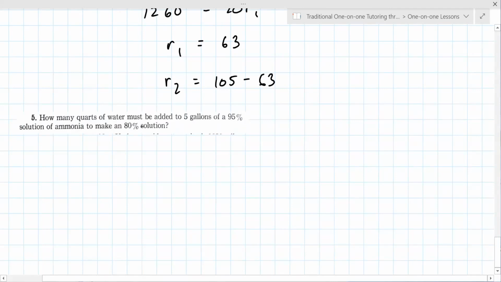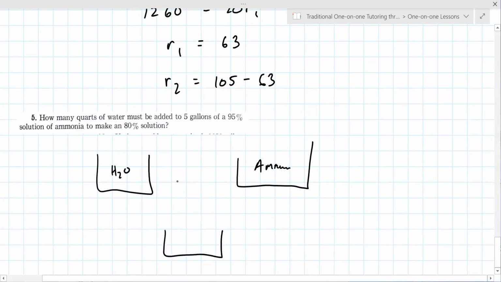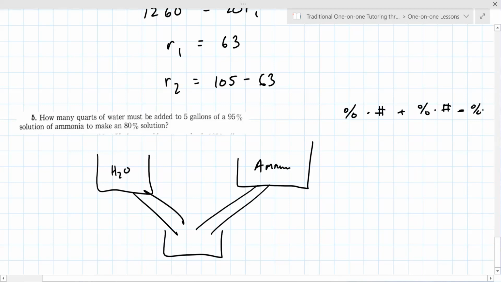Okay, so the idea is you've got water, H2O, and then you've got ammonia here. Imagine there's a pathway here and a pathway here, and you're combining them together. All the ammonia is coming in, so you get that. So this is percentage times number plus percentage times number equals percentage times number. It's one of these problems.